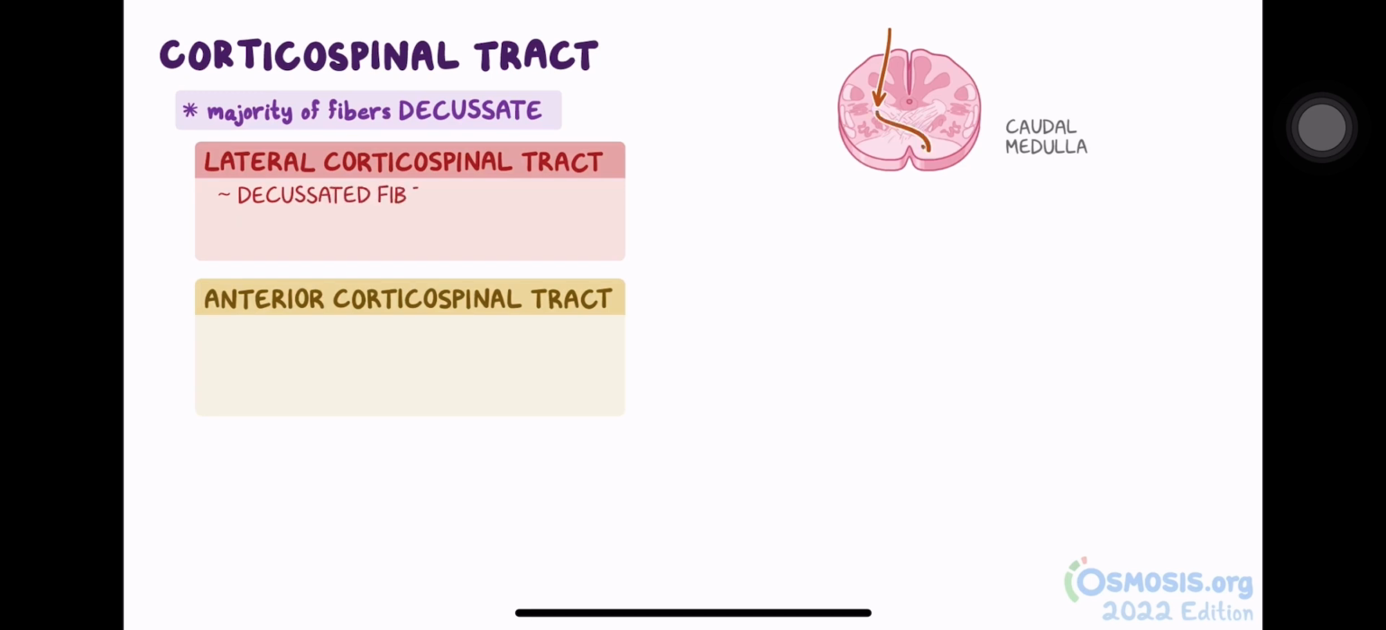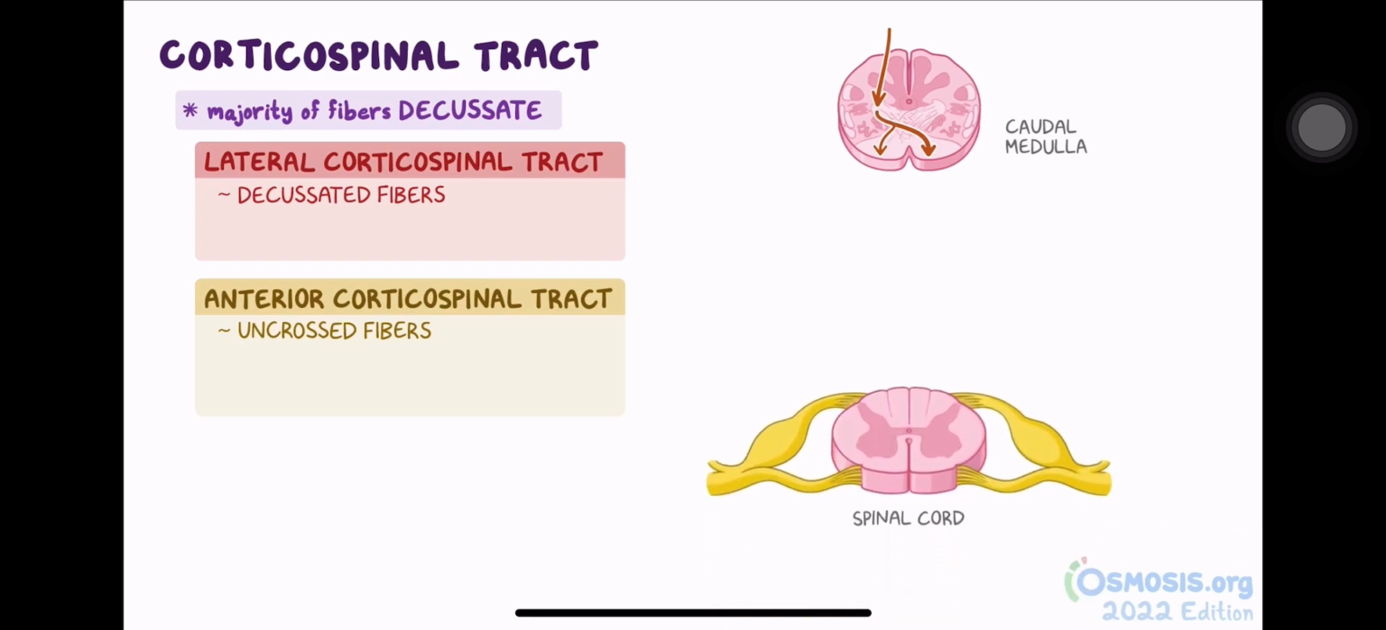The decussated fibers form the lateral corticospinal tract, while the uncrossed fibers continue as the anterior corticospinal tract. Both the lateral and the anterior corticospinal tracts descend through the spinal cord.